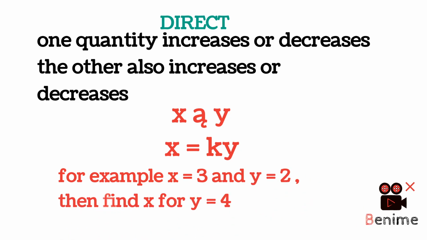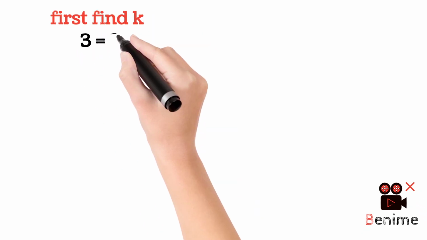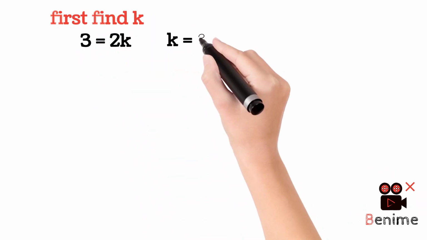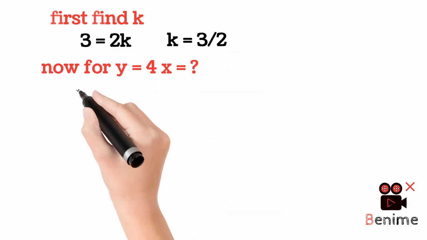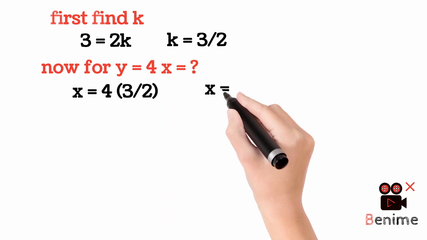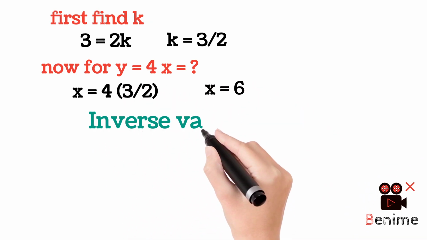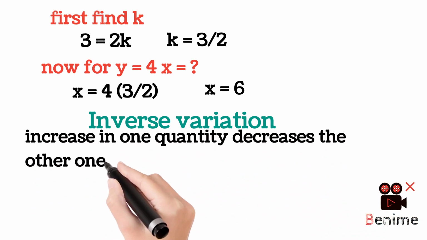Let's take an example in which x is equal to 3 and y is equal to 2. Then find x for y is equal to 4. To solve this, we first find k by putting 3 for x and 2 for y, and k comes out 3 by 2. Now for y is equal to 4, the value of x will be equal to 6.